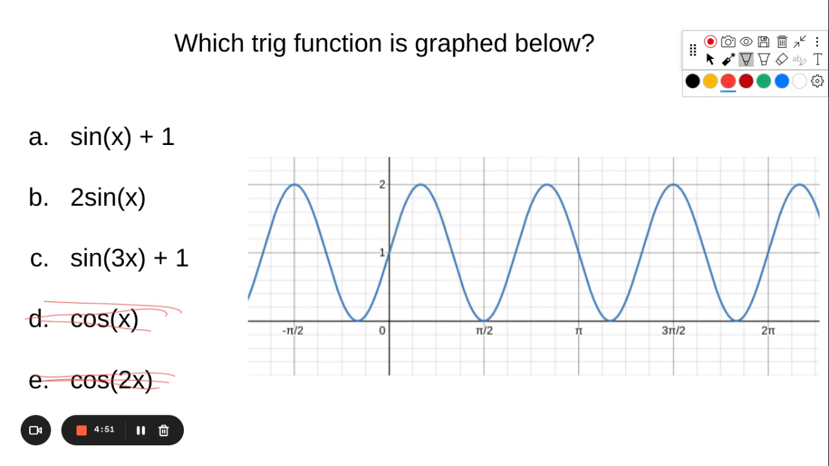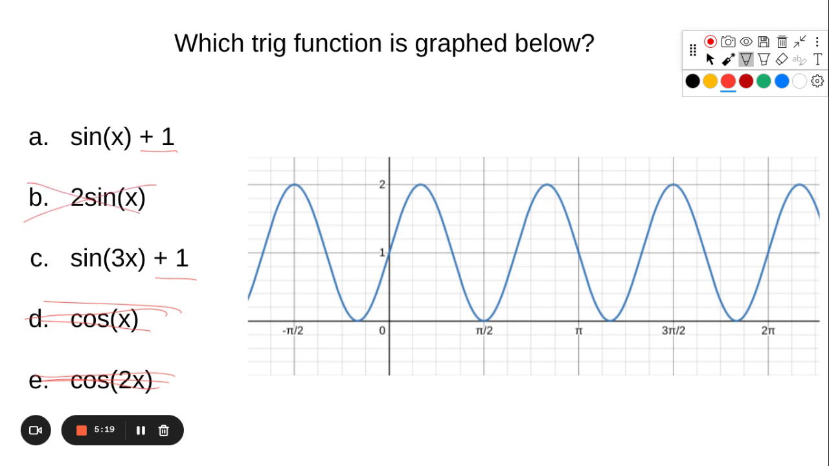What else do we know? How else can we tell? This thing has definitely been shifted up from the normal. You know, normal sine functions look like that, where it goes above and below the x-axis. So I know that it's been shifted up by 1 unit at least, so it can't be option B.